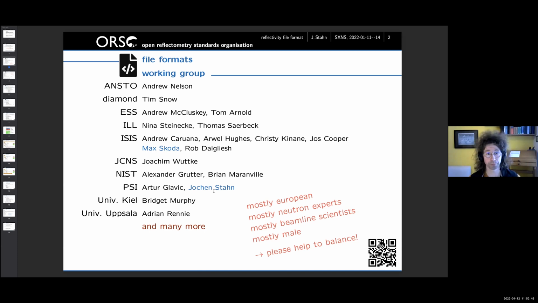I show here a list of people who contributed in the past, and as you can see, they are mostly European neutron experts and beamline scientists, and male. So it's not very balanced. We would like to have more input especially from X-ray experts, maybe more soft matter, and not only beamline scientists, but also the final users, because they are the ones profiting from what we are doing.